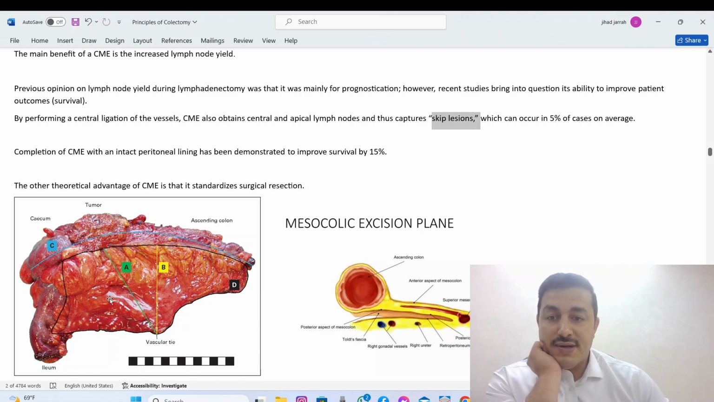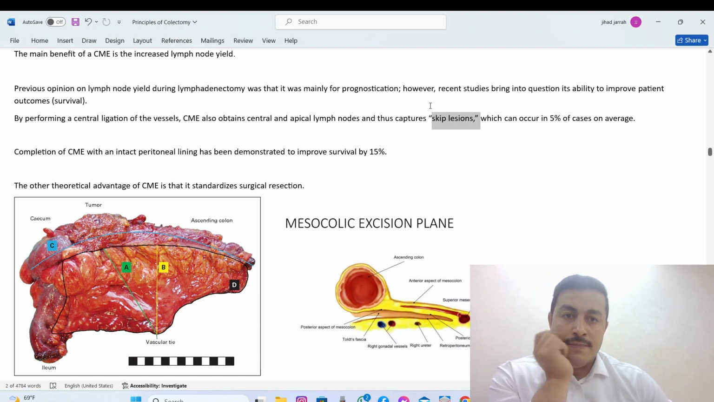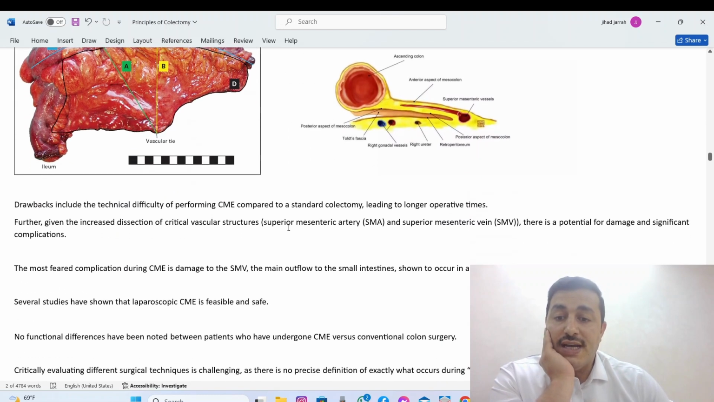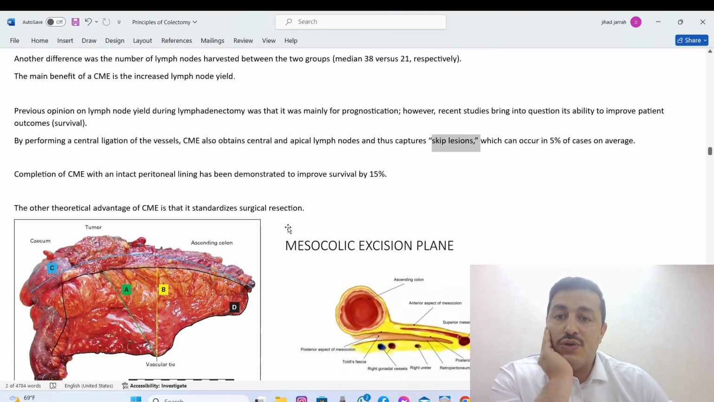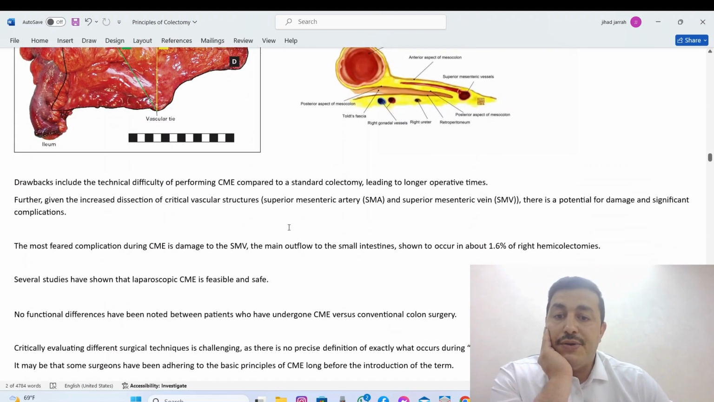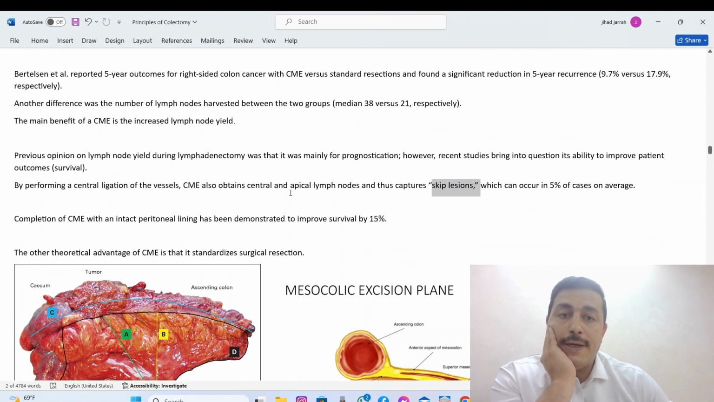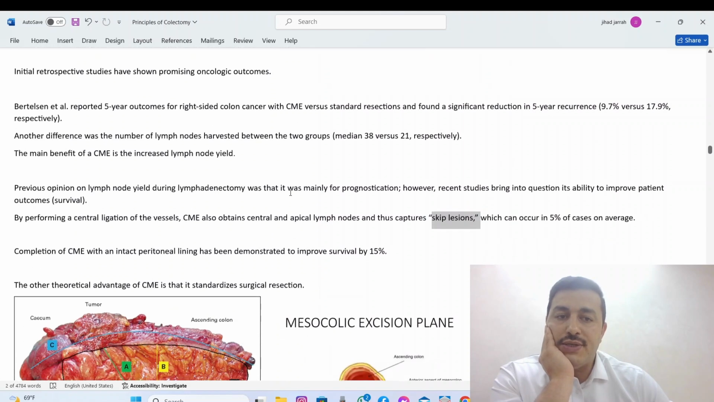Actually, the indicator, the mouse is not working well. We can pick up the skipped lesion with complete mesocolic excision. No functional outcome. The conclusion: yes, complete mesocolic excision is preferred, but it's less studied and less developed theoretically when we compare it to total mesorectal excision.